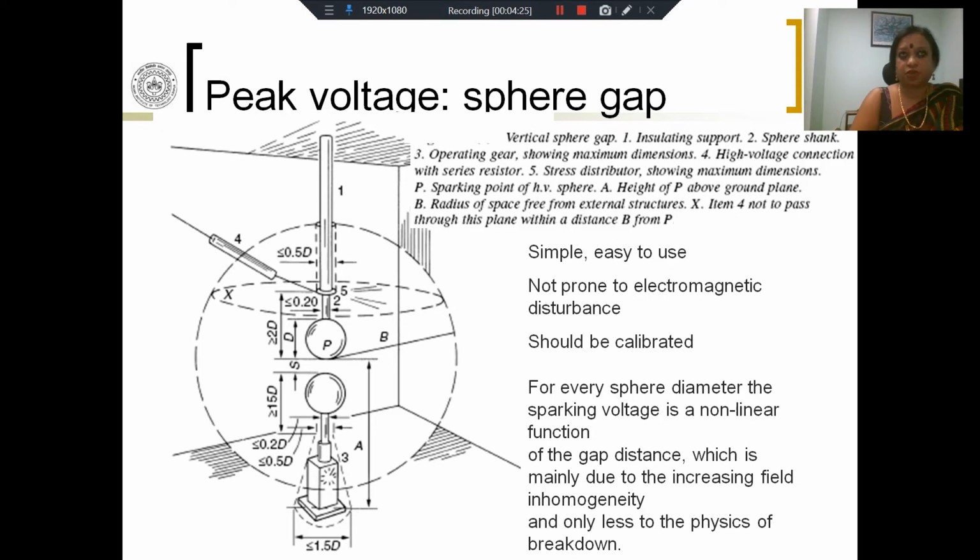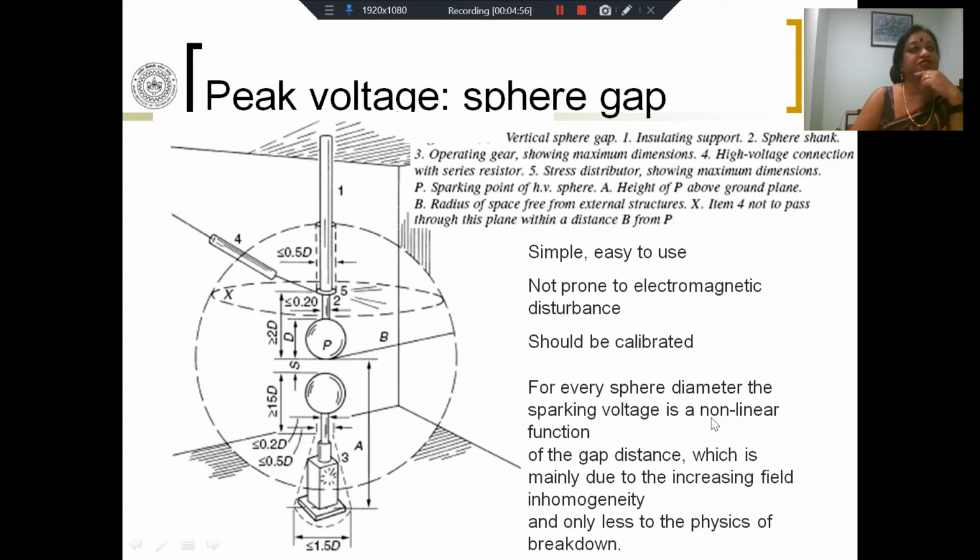That is, for a particular setting, we need to obtain the voltages at which the sphere gap breaks down. And only when we have a calibration table will we be able to use the sphere gap arrangement to measure voltages, in the sense that you apply a voltage, and when breakdown occurs, you know what the voltage must be for that setting and for that radii. And these specifications are given by the IEC recommendations.